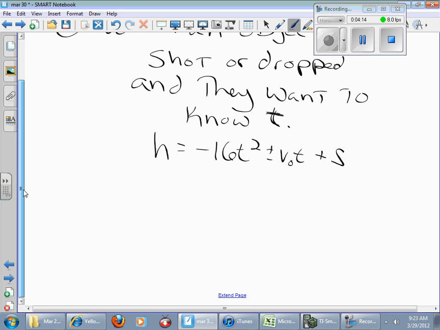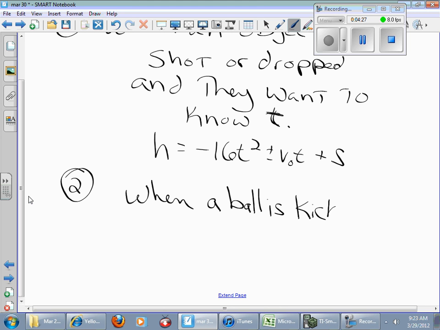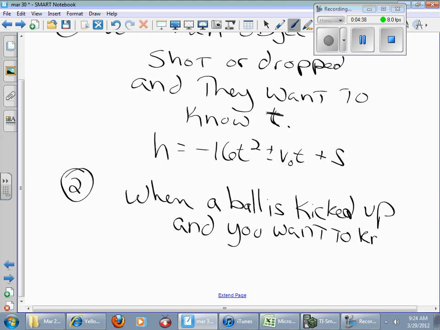Okay, the other type is like the football problem, when a ball is kicked or thrown up and you want to know if it can go to a certain height.